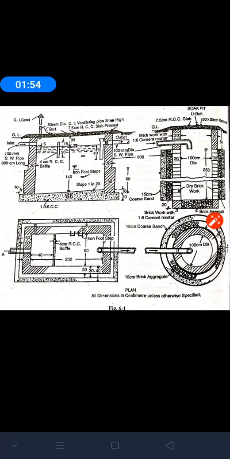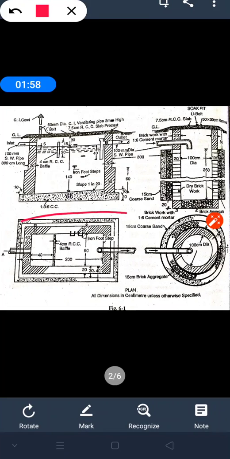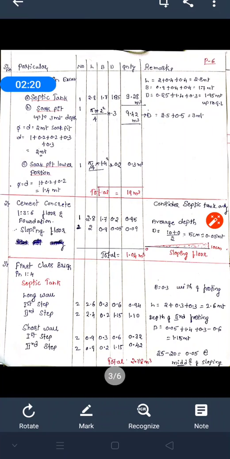The total length is 2.8 meter. Here, from end to end it is the length, from end to end it is the breadth, and from end to end it is the depth. The breadth is 0.9 plus 0.4 plus 0.4, since the 0.3 wall is there and I will directly add the projection of the CC bed. So 0.9 plus 0.4 plus 0.4 will be 1.7 meter. So length is 2.8, breadth is 1.7, and depth is 1.95.